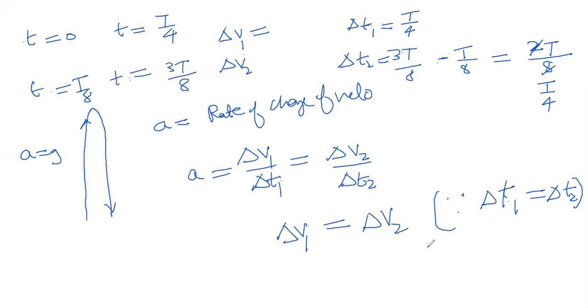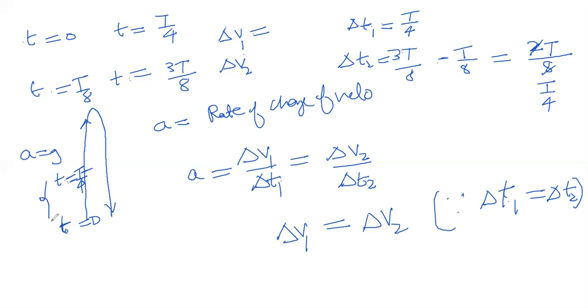Distance traveled. What is the meaning of distance traveled? Here displacement and distance are not the same in general, so we have to check the points. Where is 0? Where is t by 4? Luckily, 0 and t by 4 lie on the same line, upward line. So distance and displacement are same in this situation. Is it or not? Yes, sir.